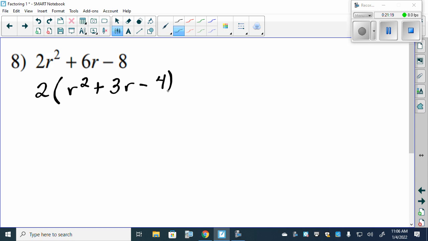Because our 6 divided by 2 would give us 3. Our 8 divided by 2 would give us 4. Now, since we're factoring out a positive number, the signs aren't changing. We could factor out a negative if we wanted to. It wouldn't do us any good here. But it is possible, and the signs would change if we did that. Are there any other greatest common factors? Well, no.